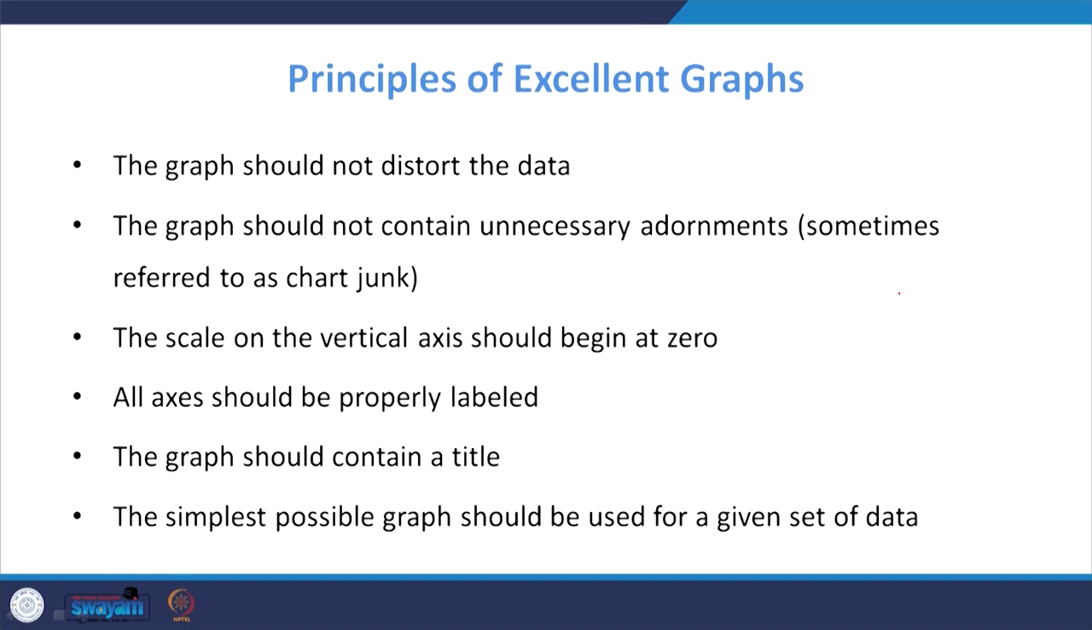Some of the basic principles for an excellent graph: one is the graph should not distort the data. The graph should be very simple, it should not contain unnecessary adornments. So much decoration in the graph is not required. The scale on the vertical axis should begin at 0, and all axes should be properly labeled, whether it is the x axis or y axis. The graph should contain a title. The simplest possible graph should be used for a given set of data. These are the basic principles of an excellent graph.